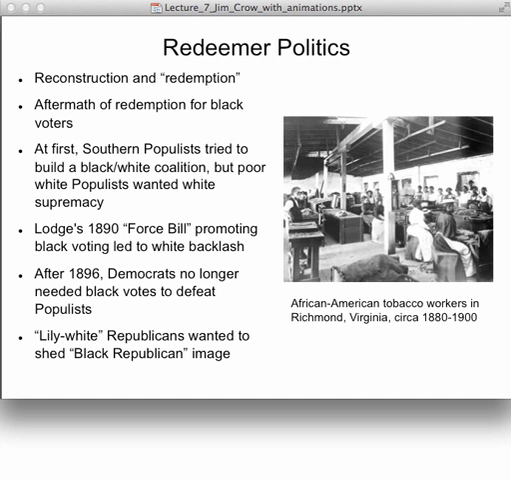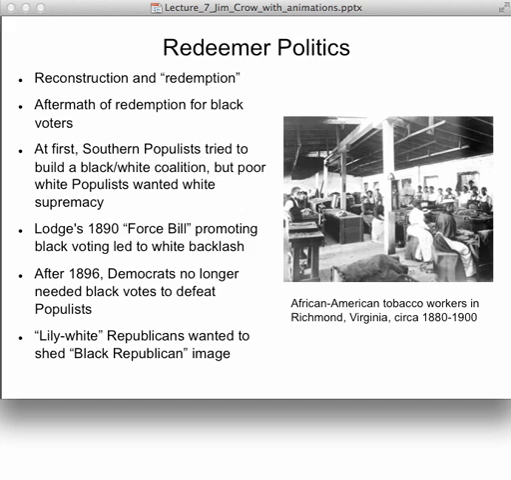It looked for a time as if the black voters in the South would find a home within the Populist Party, that is, the People's Party, which was powerful during the 1890s. And at first, populists in the South were open to welcoming African American voters. However, as the 1890s went on, many poor white populists began to turn against black voters and seek white supremacy in their states.